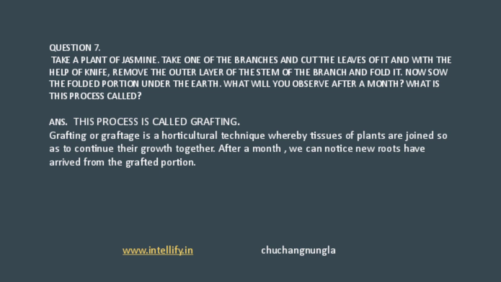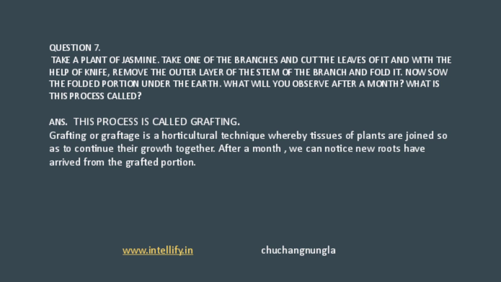Moving to question 7, the last question. Take a plant of jasmine, take one of the branches and cut the leaves of it, and with the help of a knife, remove the outer layer of the stem of the branch and fold it. Now place the folded portion under the earth. What will you observe after a month? What is this process called?